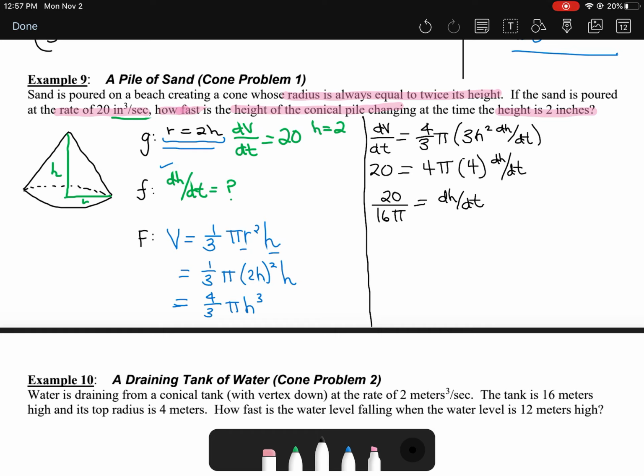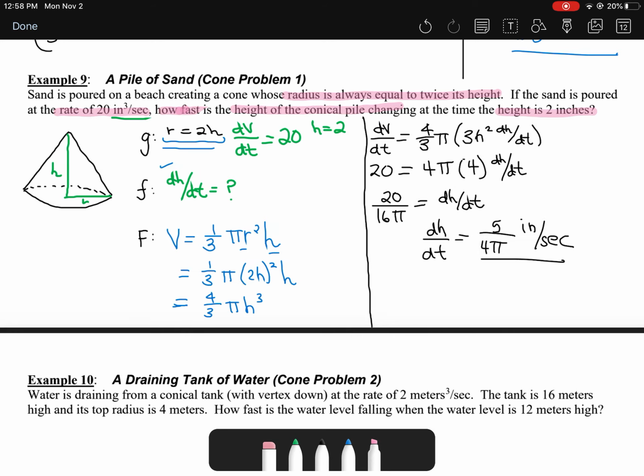And labeling it, so dh/dt is equal to 5 over 4 pi. And I'm talking about a height, so it's just going to be inches per second. Again, if I were to write this sentence out, I would say the height of the sand pile is increasing at a rate of 5 divided by 4 pi inches per second when h is equal to 2 inches, or when the height is equal to 2 inches. Okay, so there is one type of cone problem.